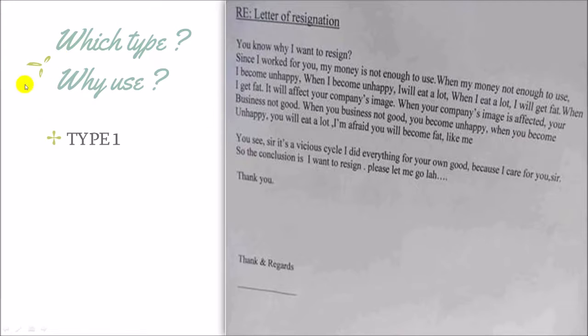And why do they use only type 1? So here the employee just wants to persuade his boss or her boss that this might come true if the boss doesn't let him resign, right?